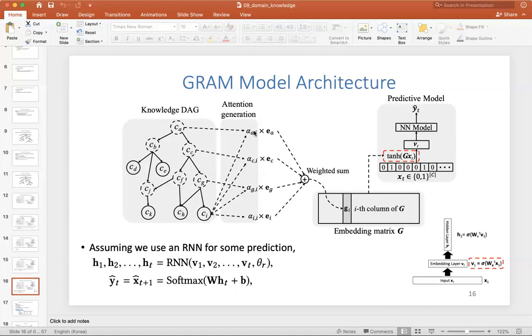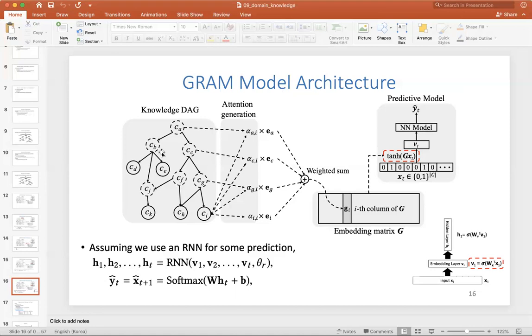All right. So the next question is, is G fixed? G is actually not fixed, because, as I said, each node in this knowledge DAG, or the disease code hierarchy, has a corresponding embedding vector, E, and they are trainable. So G is actually just a weighted sum of the E's. When you're training G, you're actually training the E's, the embedding vectors of all the nodes in the knowledge DAG.